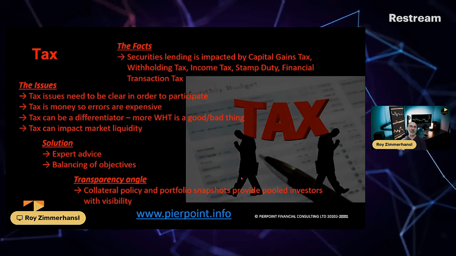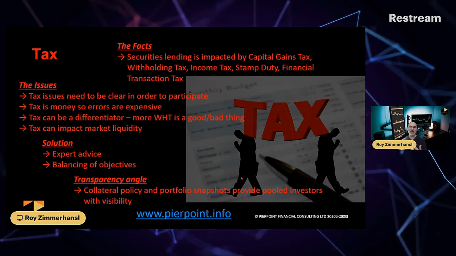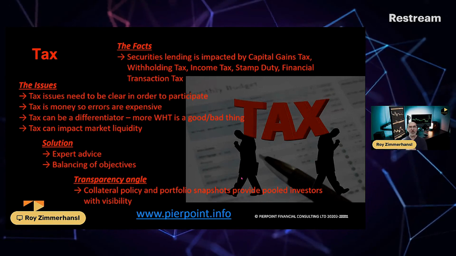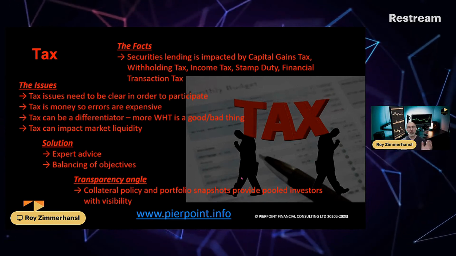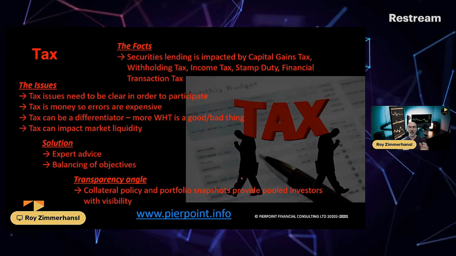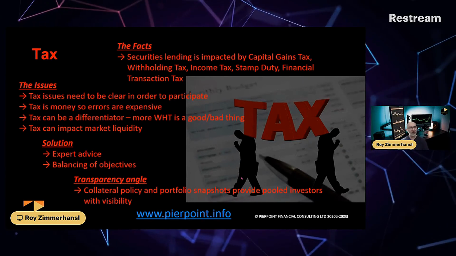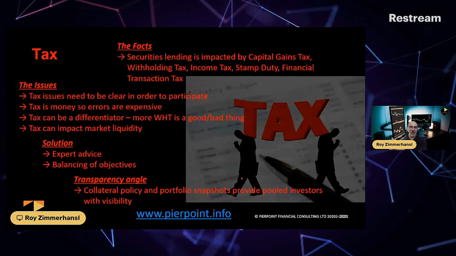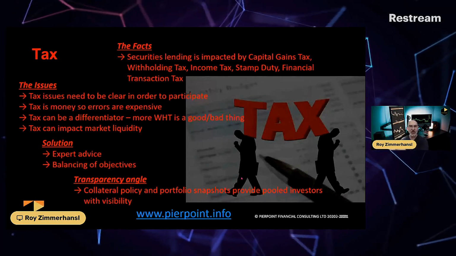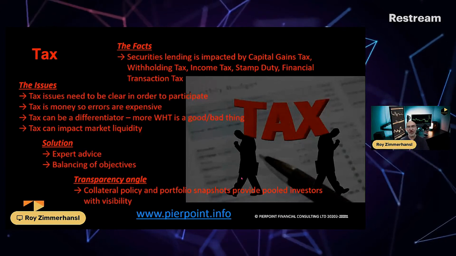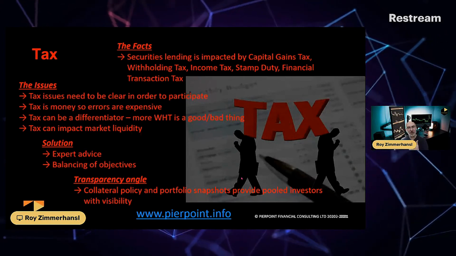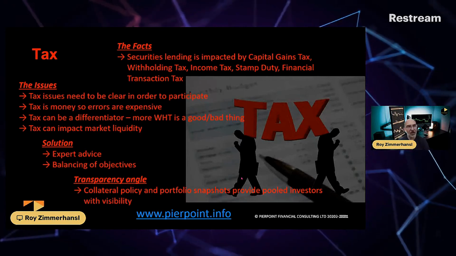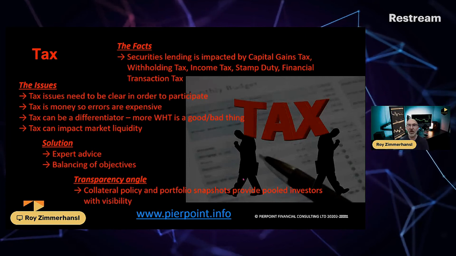And of course, you need to balance your objectives, right? You need to understand the tax liabilities, you need to understand the income opportunities, and you need to determine what's important. And so here, clearly, you need to have collateral policies, you need to have portfolio snapshots that will provide information on what the withholding tax criteria is in the individual markets, so that your service provider always knows the right level to get, and that borrowers have clarity when they're borrowing the shares.